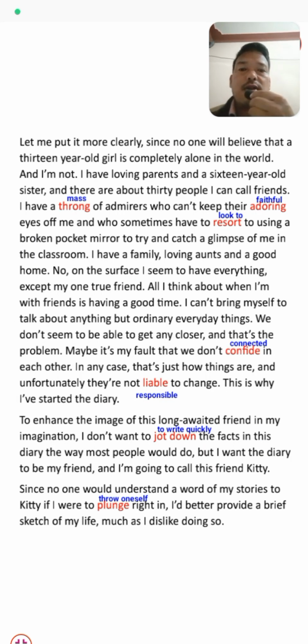Let me put it more clearly: since no one will believe that a 13-year-old is completely alone in the world. Here in this first line, students, she wants to clear one thing, that people won't believe that a 13-year-old girl is alone in this world. And I'm not. Yes, of course, she's not. I have loving parents and a 16-year-old sister, and there are about 30 people I can call friends.